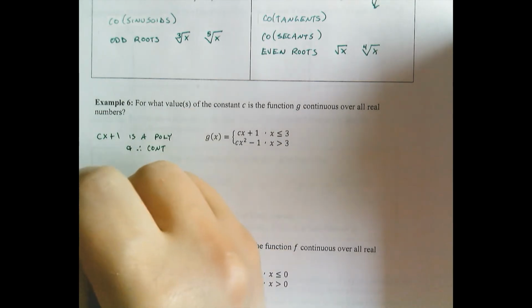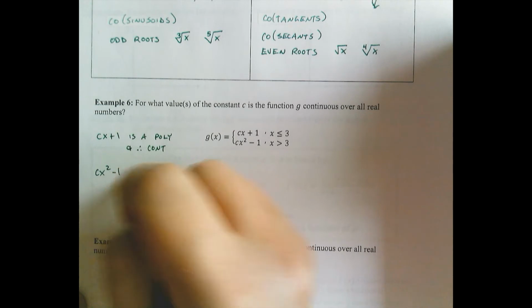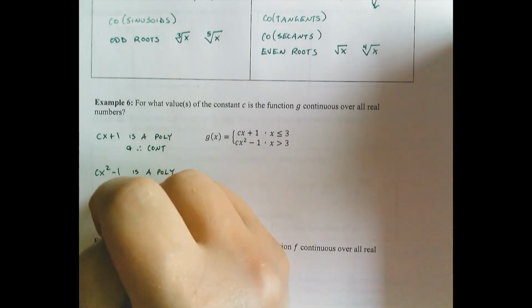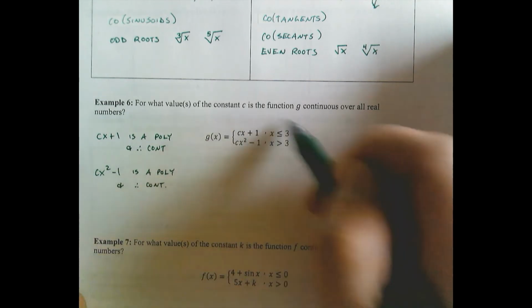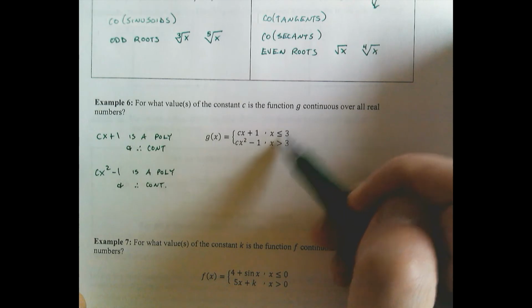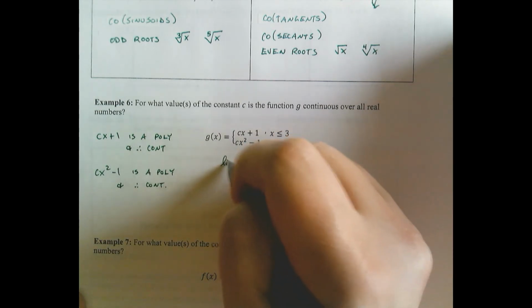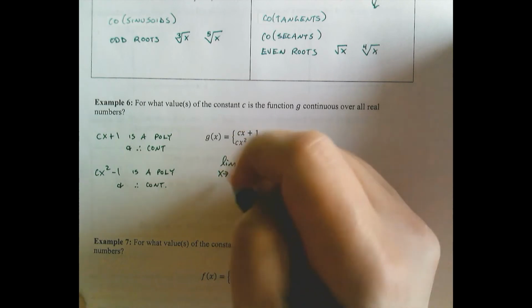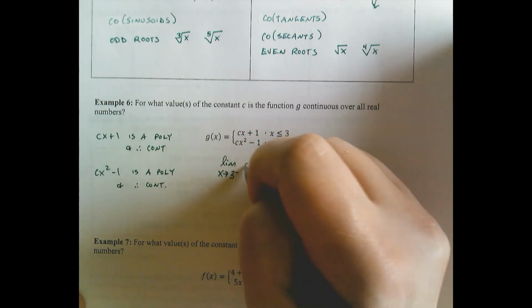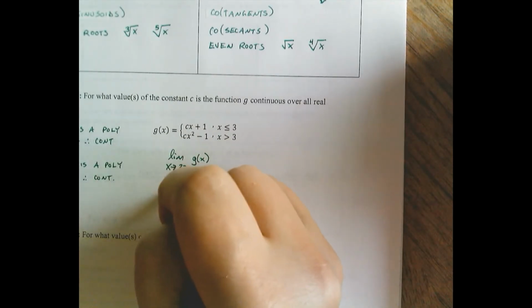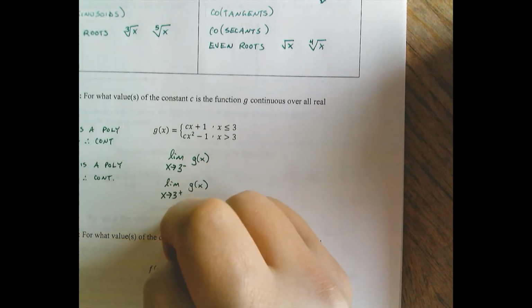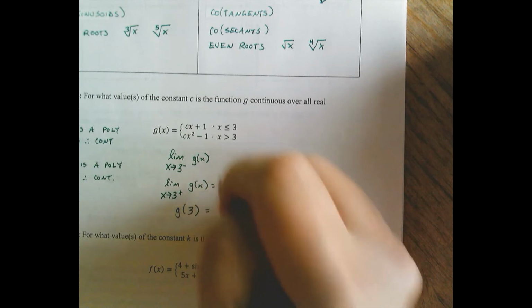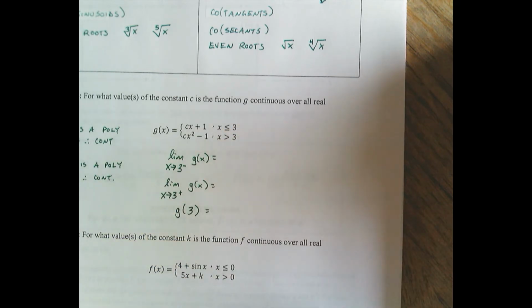And cx squared minus 1 is a polynomial, and therefore continuous. So the only spot that this function could be discontinuous would be at the jumping point 3. So if we are talking about exploring continuity of this function, we would look only at the jumping point 3. And we would want these three values to be the same for a continuous function.